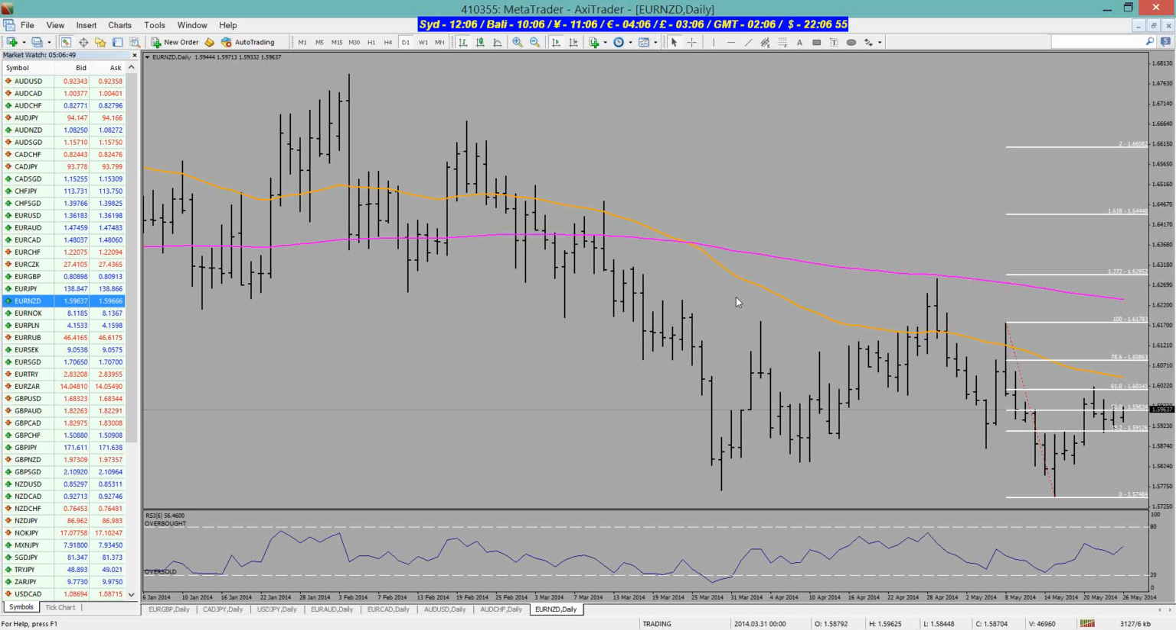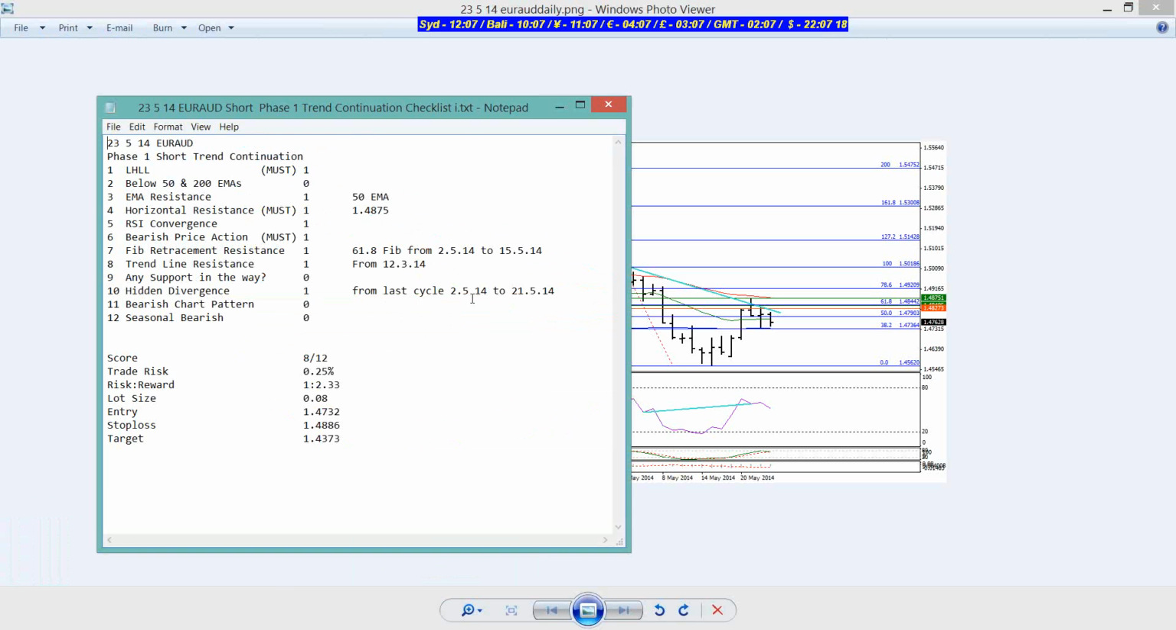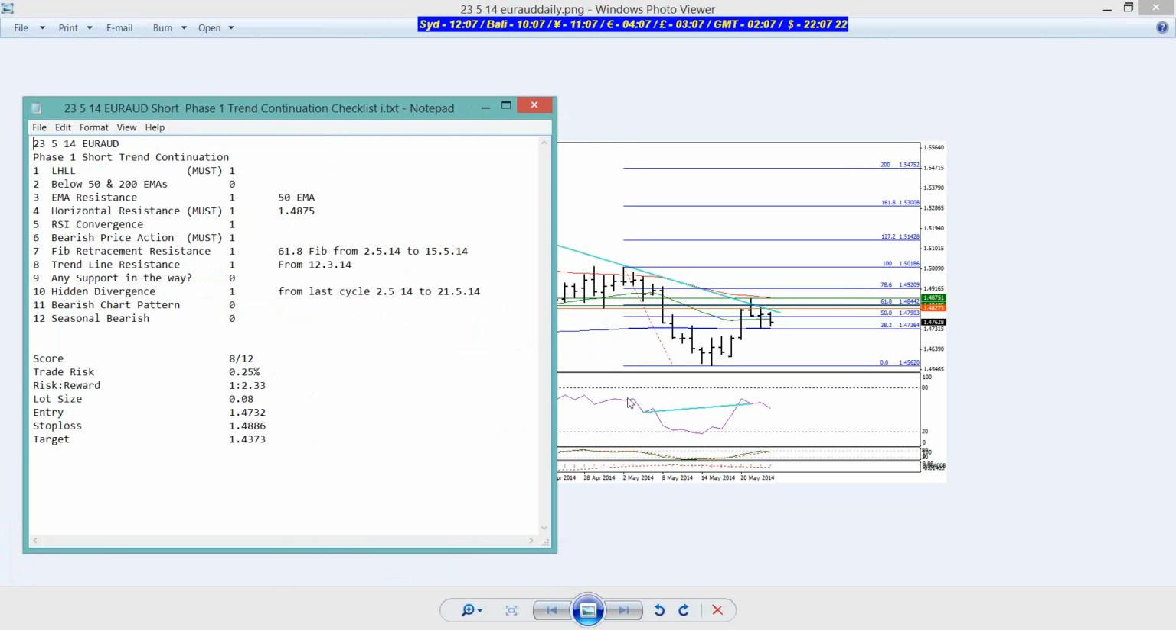Alright, so that's the Euro Kiwi. Then you also sent me the Euro Aussie, and there's an interesting one here. Hidden divergence from the last cycle. Don't know if that's the case. Again, that's the start of your last cycle. Then RSI's will be line ball call. Fib retracement 618. We've got this horizontal 48.75.